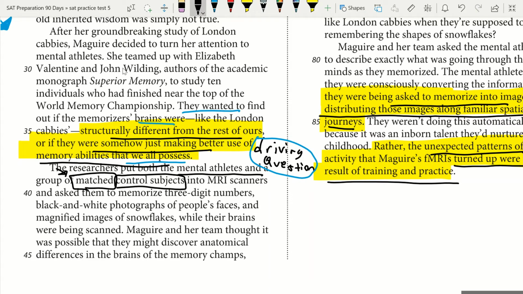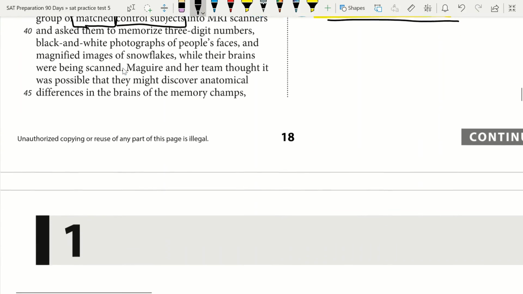Control subjects are subjects that are really similar or very comparable to the other group in your experiment. In this case, that's the mental athletes. So they're taking the mental athletes and people who are very, very similar to them. That way they can control for variables that might cause differences other than how they're using their brains or their difference in brain structure. So in this case, matched most nearly means comparable.